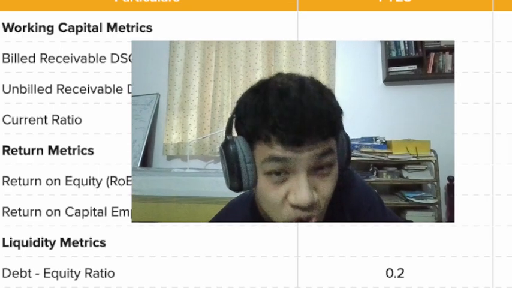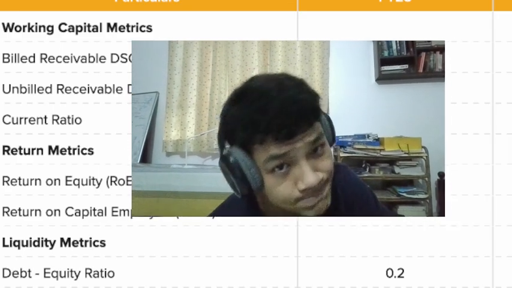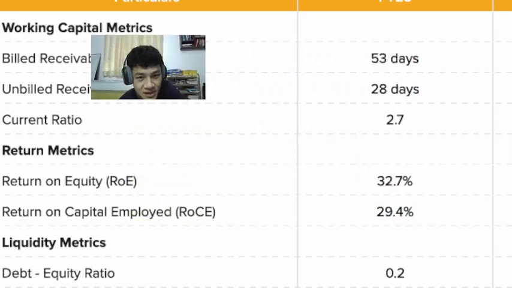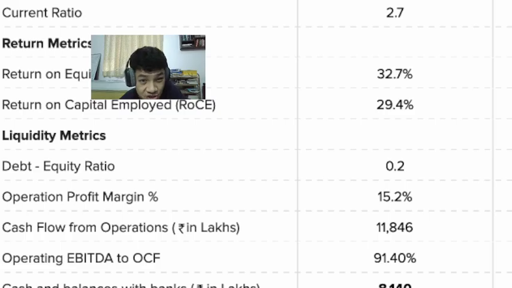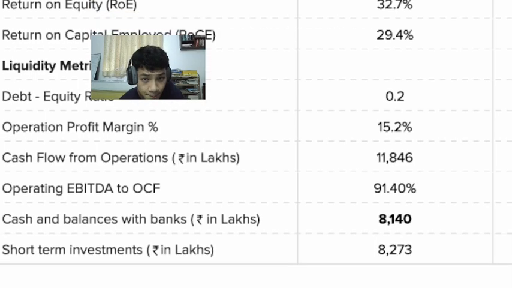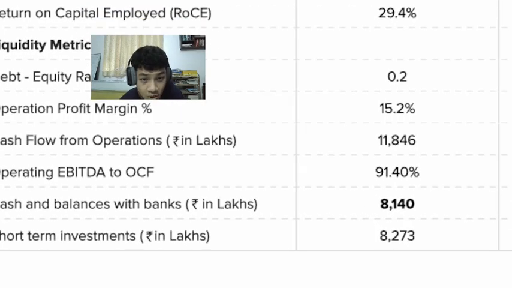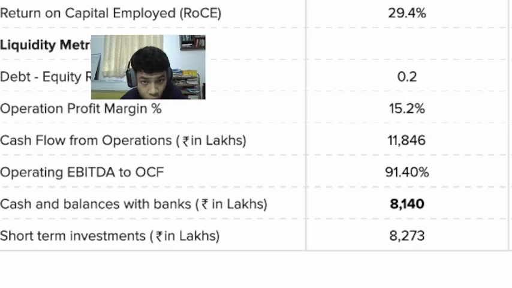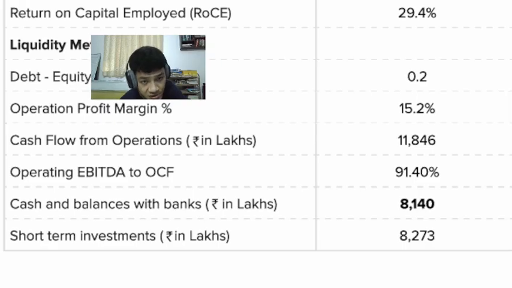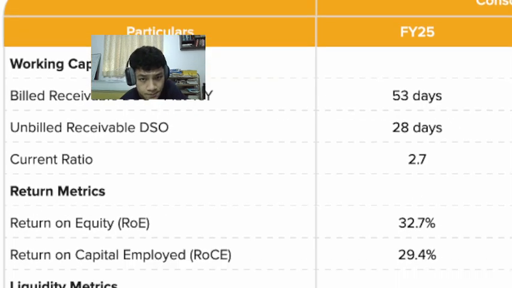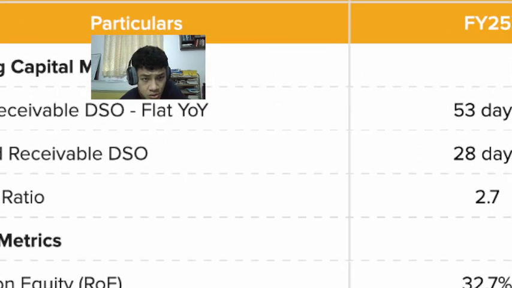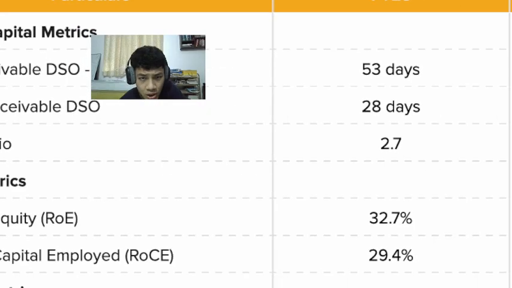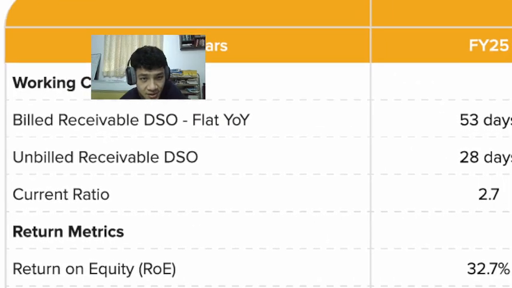Again, I don't know if they're including that exceptional 18 crore gain. Debt to equity, debt as a percentage of equity, is only 0.2. Really nice. Operating EBITDA to OCF, operating cash flow, 91%. Nice. I think this is all.